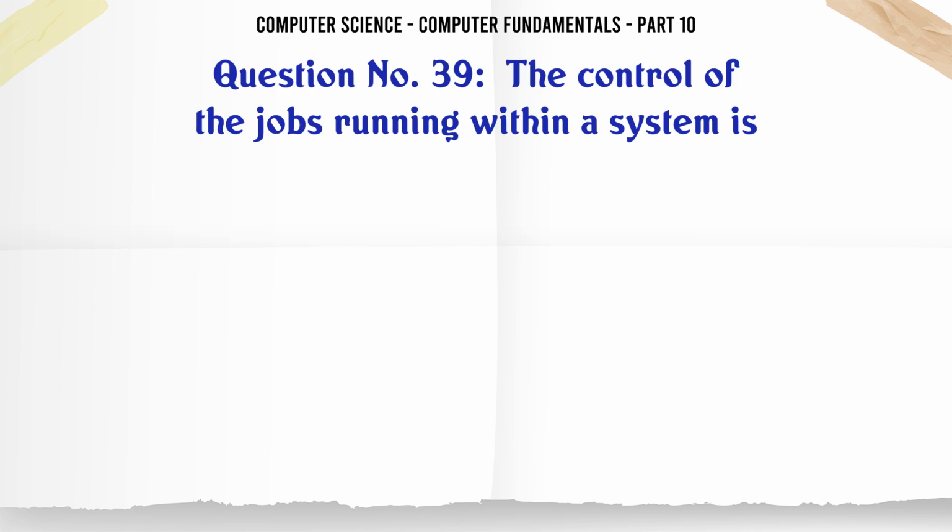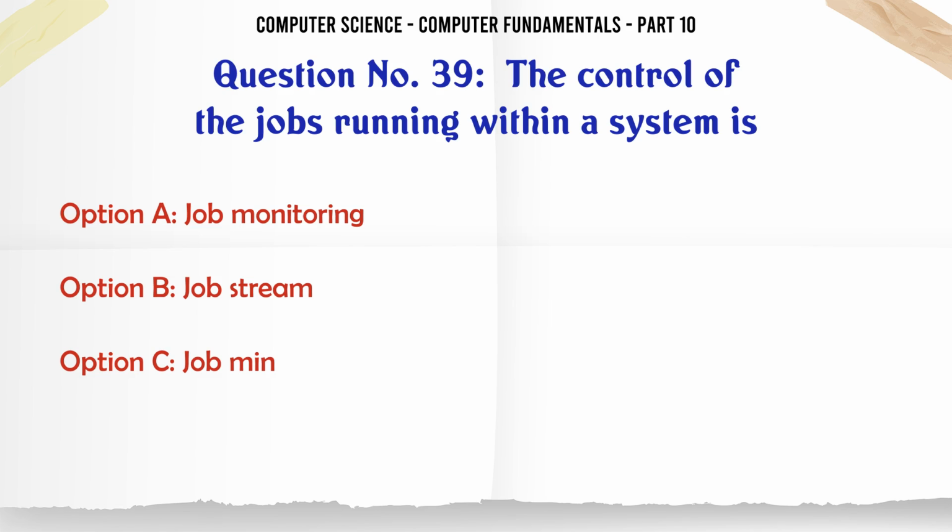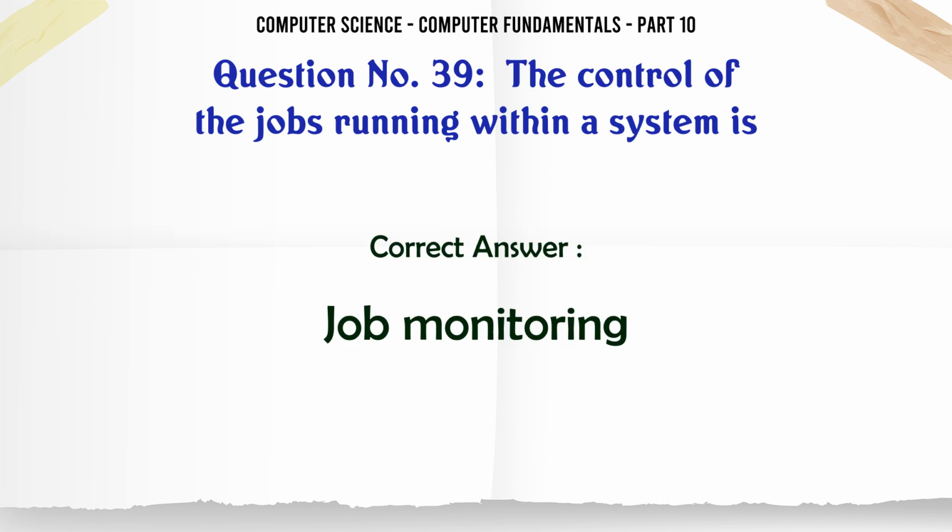The control of the jobs running within a system is A. Job monitoring. B. Job stream. C. Job min. D. Job step. The correct answer is job monitoring.